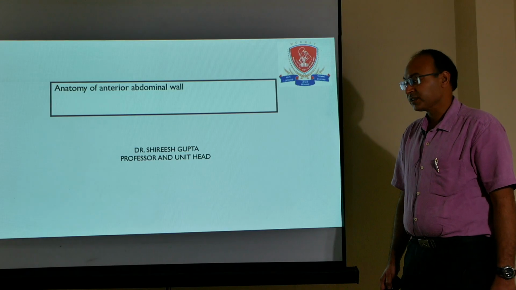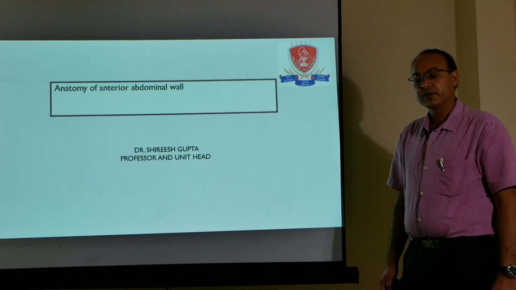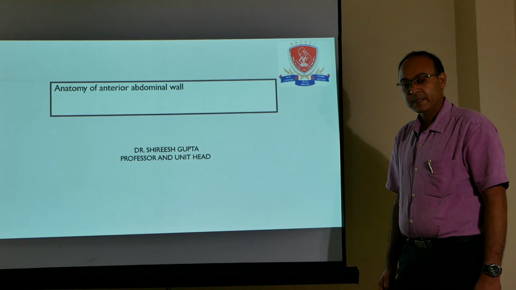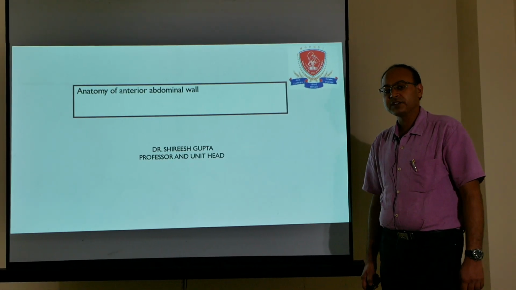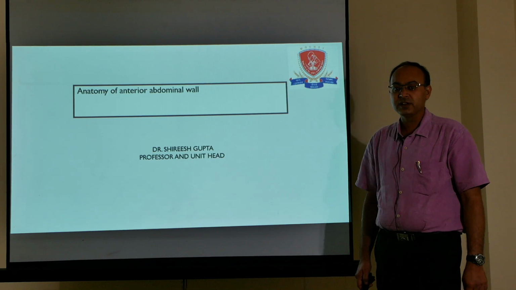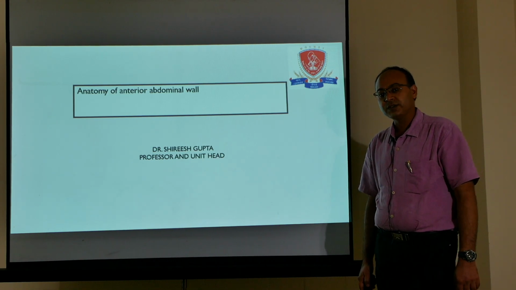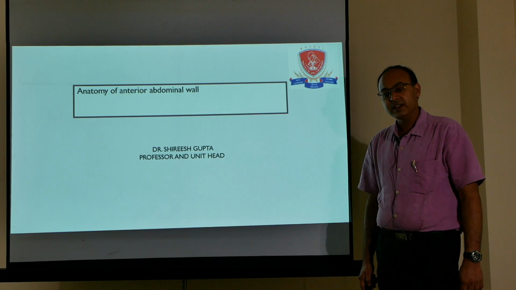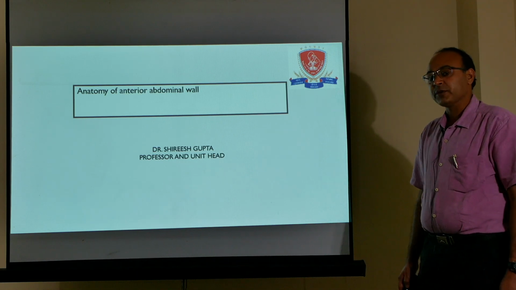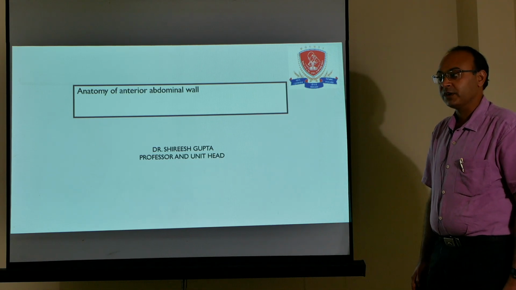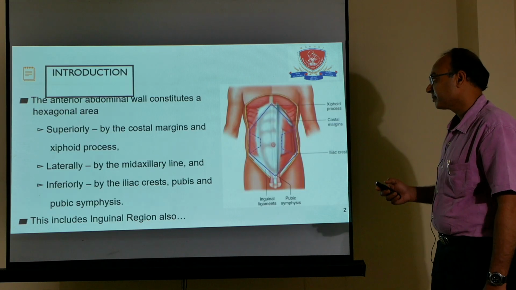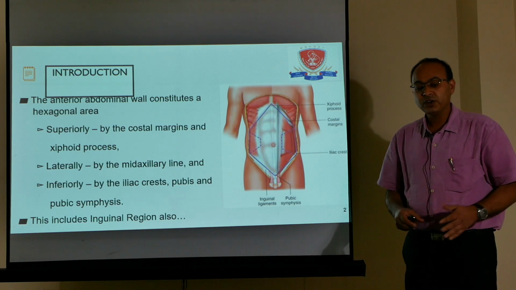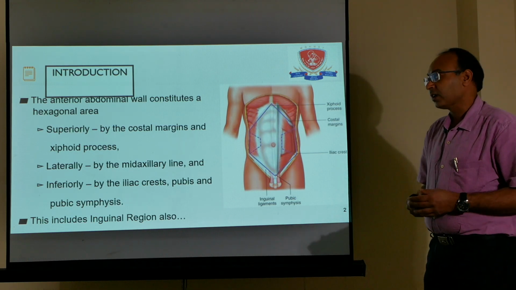Today we are going to discuss the anatomy of the anterior abdominal wall. The anterior abdominal wall is the most important structure which a surgeon has to deal with day in and day out. Any surgery, any procedure will depend upon the anatomy of the anterior abdominal wall, so it has to be very well understood by the students. So what is the anterior abdominal wall?